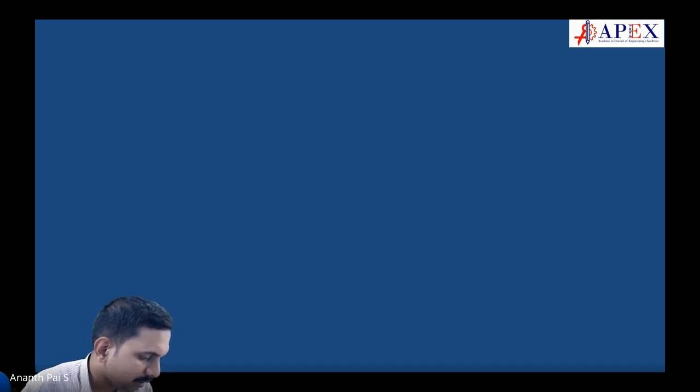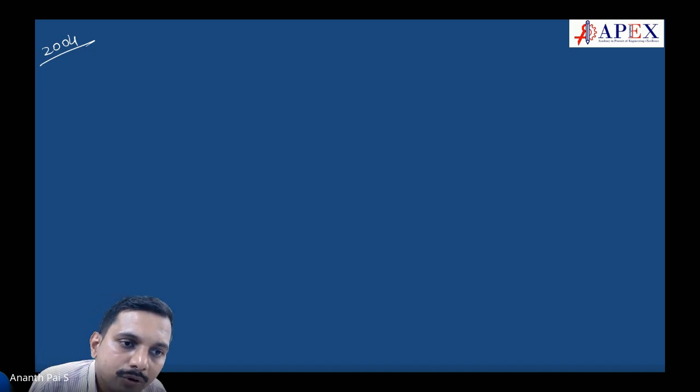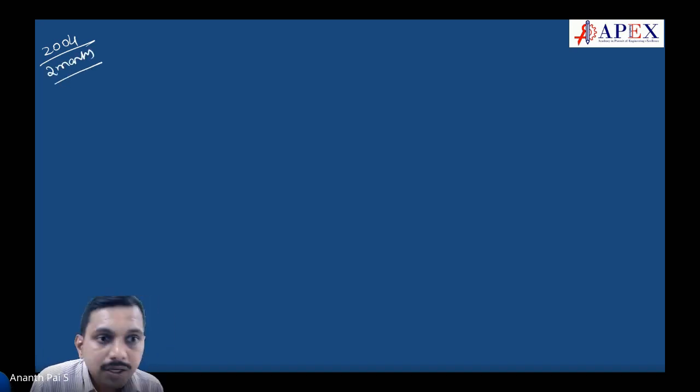One example is, should we do a practical example? Yes, we will do a practical example which has come in, say, 2004. I do not know which GATE it is. 2004. It has come for 2 marks. Let us look at it.